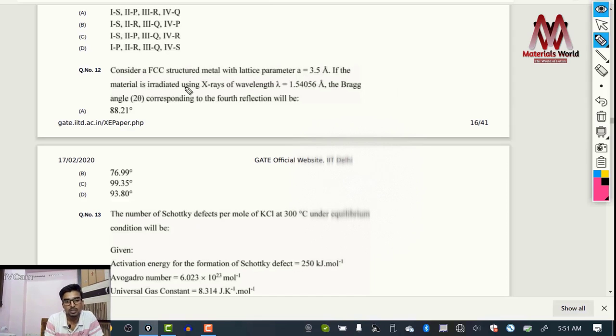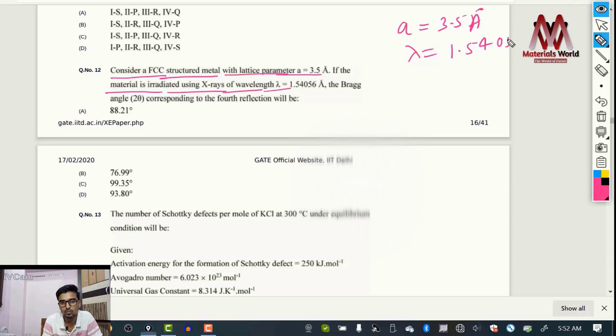So this question is from XRD. Consider an FCC structured metal with lattice parameter a. a is given as 3.5 angstrom. If the material is irradiated using X-rays of wavelength lambda, lambda is given as 1.54056 angstrom. The Bragg angle 2 theta is being asked. Okay, we have to solve for 2 theta.